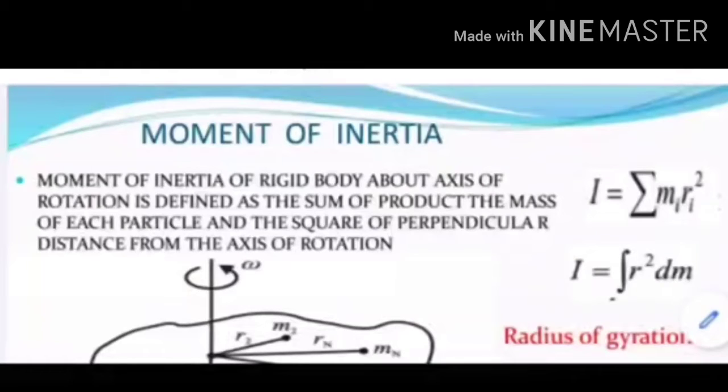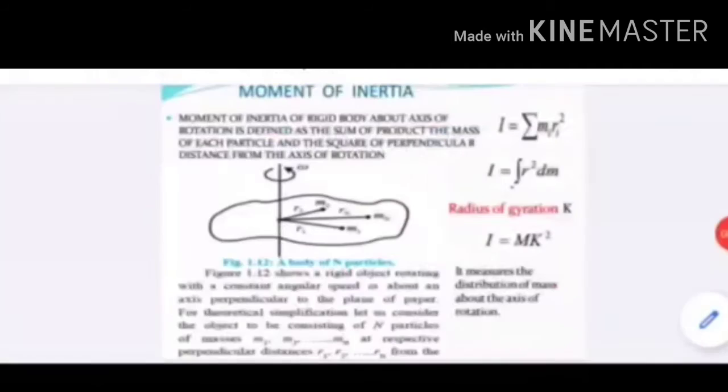the moment of inertia of a rigid body about an axis of rotation is defined as the sum of the product of the mass of each particle and the square of the perpendicular distance from the axis of rotation.